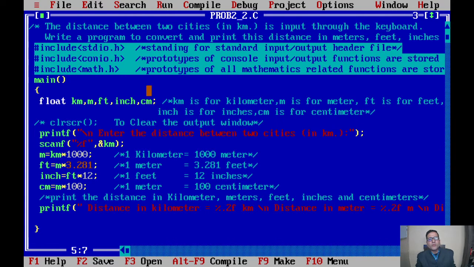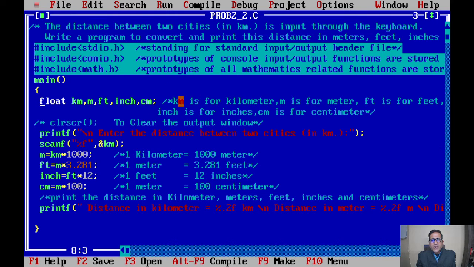There are three header files: include stdio.h, include conio.h, include math.h. We have many more header files, but these are the three basic header files which we must include in our program. After that we will go to the main and will assign these variables.